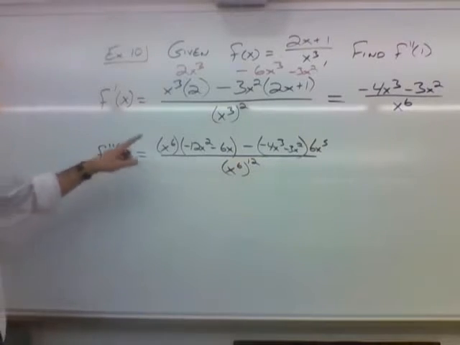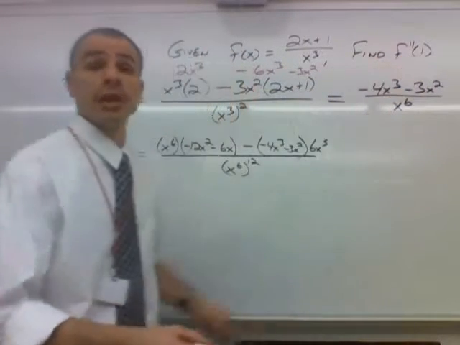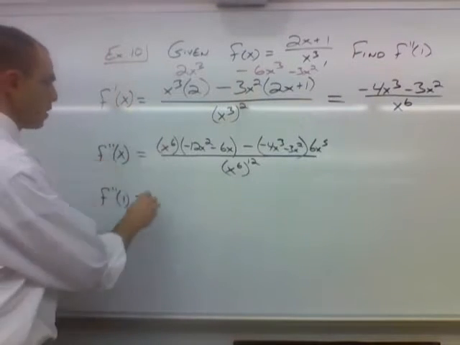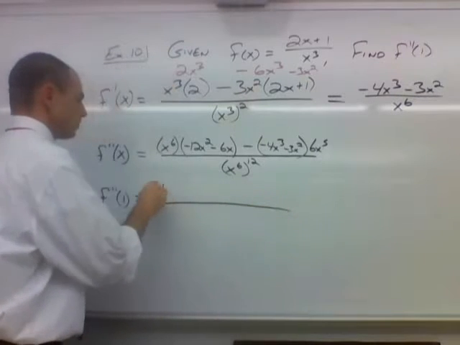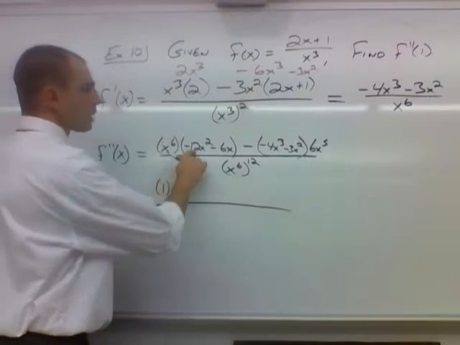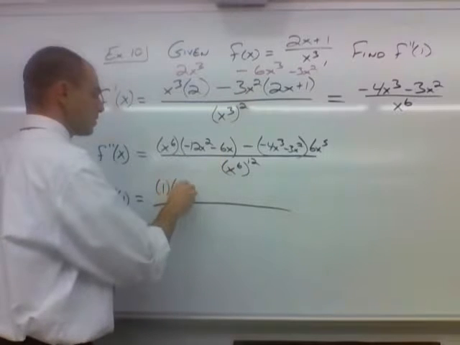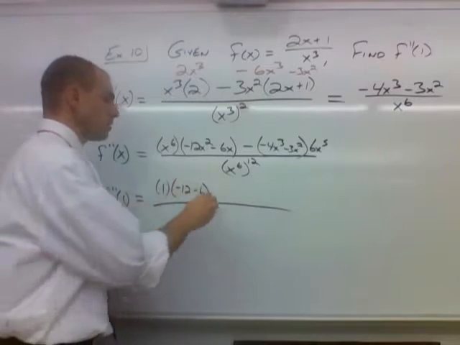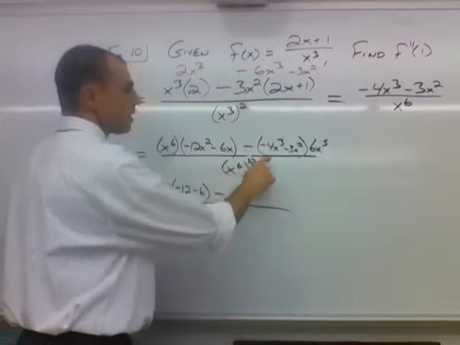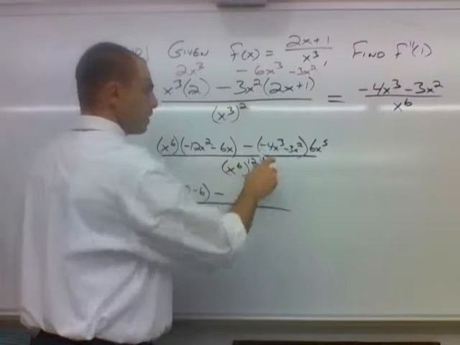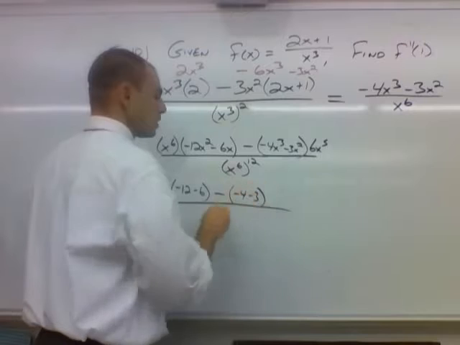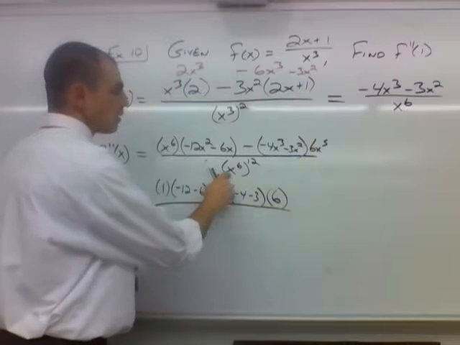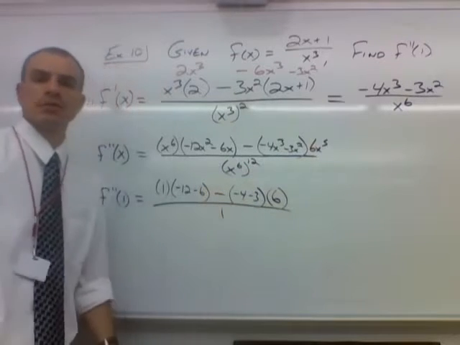Now, we're interested in the second derivative's value at 1. So let's plug in 1 here. So f double prime of 1. When we plug in 1, we get 1 for x to the 6th. We don't have to write that, but I'll put it in. And then we're going to have negative 12 minus 6. It's a nice thing about plugging in 1. It makes everything kind of simplify rather easily. Minus, that's this minus sign right here. And then we're going to have, when we plug in 1, negative 4 minus 3. And over here, we're going to have 6. We can put parentheses around that. In the denominator, we have 1 to the 6th to the 12th. So that means we just have 1.